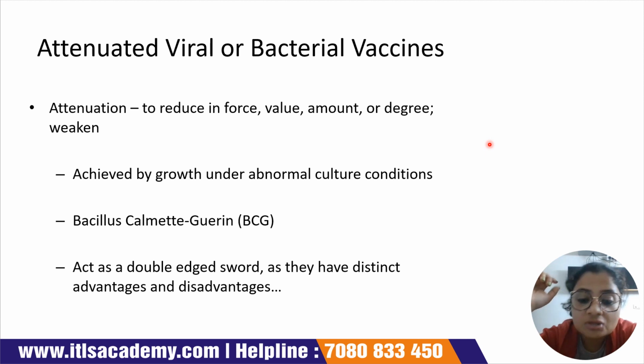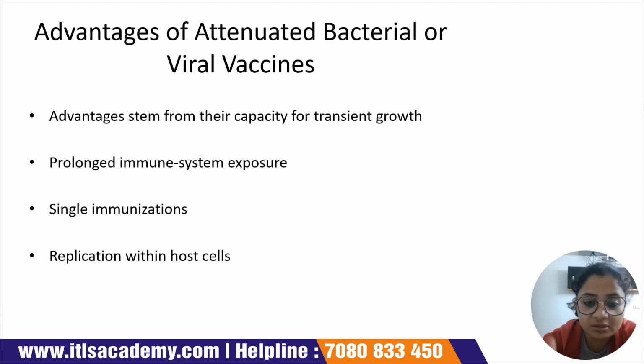Okay, so they usually achieve this by growth under abnormal cell conditions. An ideal example will be BCG, Bacillus Calmette-Guérin, which is the first vaccine that is given right after birth, the vaccine against tuberculosis. It acts as a double-edged sword, as they have distinct advantages and disadvantages. I think I already talked about the advantages and disadvantages, but let's see.